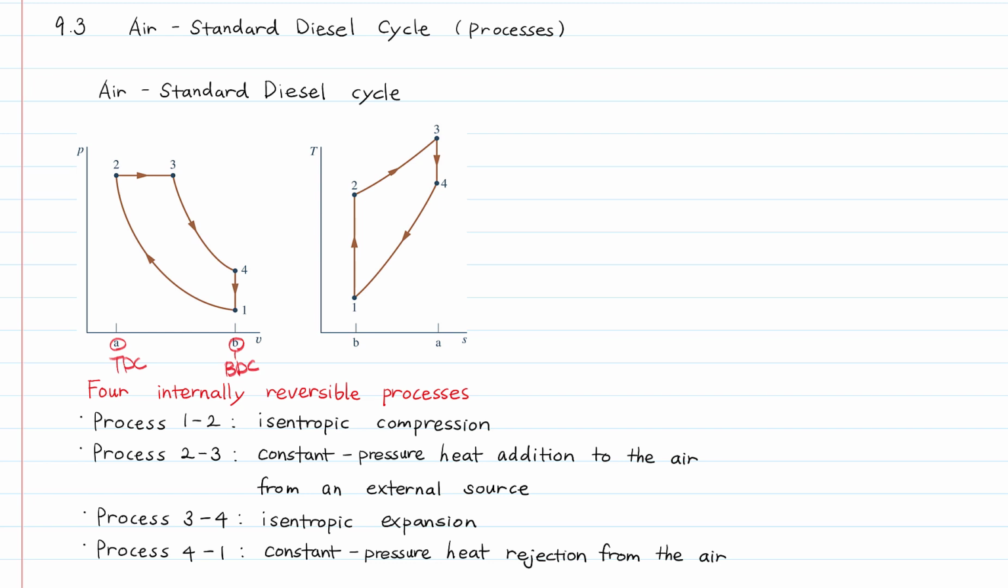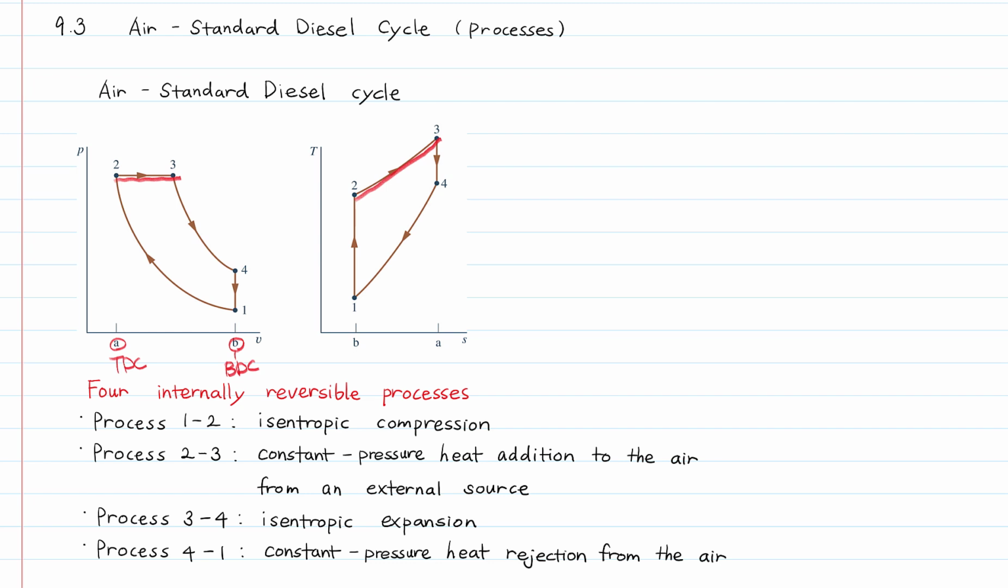The only difference between the Otto cycle and the diesel cycle is the heat addition process, state 2 to 3. In the Otto cycle, heat was added during a constant volume process. In the diesel cycle, heat is added during the constant pressure process. The remaining processes are the same for both cycles. Let's take a look at each process.